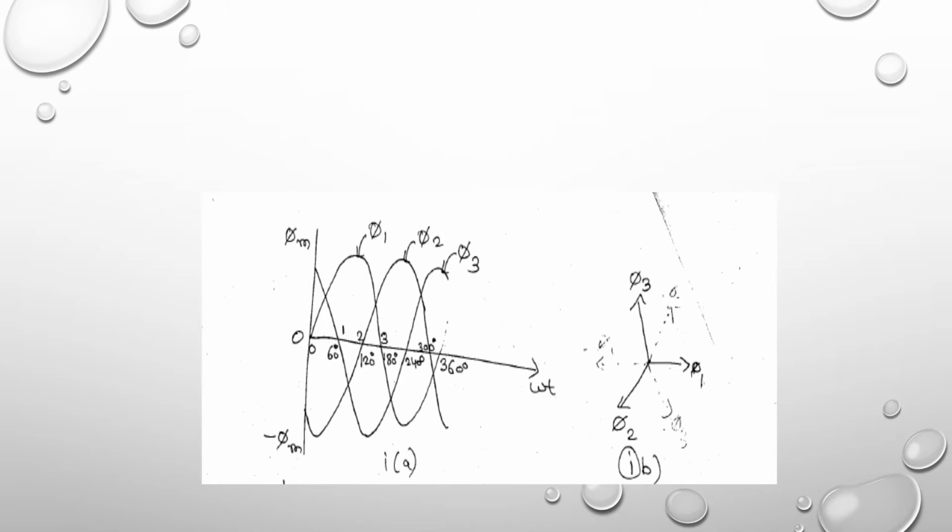Now this figure shows waveforms of the fluxes that are produced by these three coils. The maximum value of the flux due to any one of the three phases let us consider as phi m. So the positive direction of the flux phases for each phase is shown in the figure. The resultant flux phi r will be calculated now.